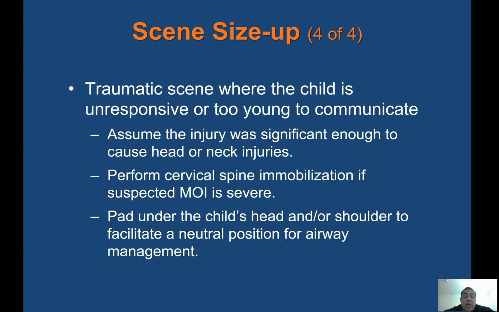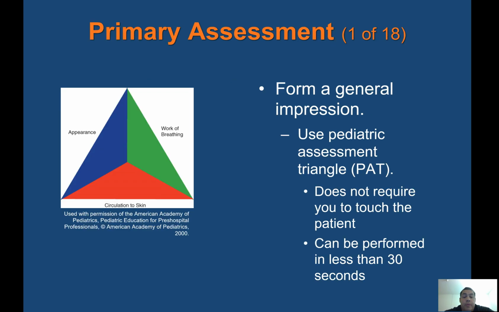Traumatic scene where the child is unresponsive or too young to communicate. Assume the injury was significant and enough to cause head or neck injuries. So remember, if anybody's altered, GCS less than 15, less than a perfect score, you're going to C-spine everyone if they've suffered a traumatic event. Perform cervical spine immobilization if suspected MOI is severe. Pad under the child's head and/or shoulder to facilitate a neutral position for airway management.